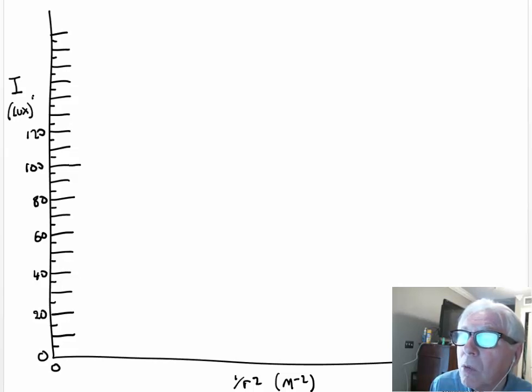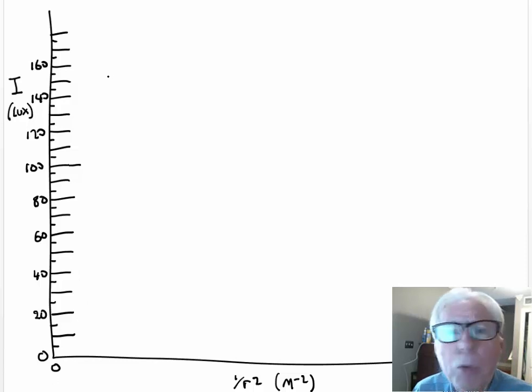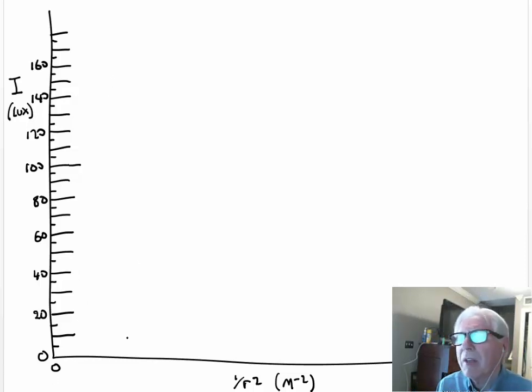120, 140, 160. There's no law says I've got to put every number in, so don't worry about that. And then for the 1 over R squared, this is the shortest value for distance, and so it's going to be the biggest value for 1 over R squared, and that comes out to be 16.